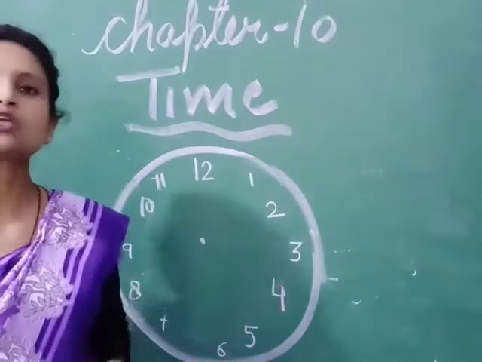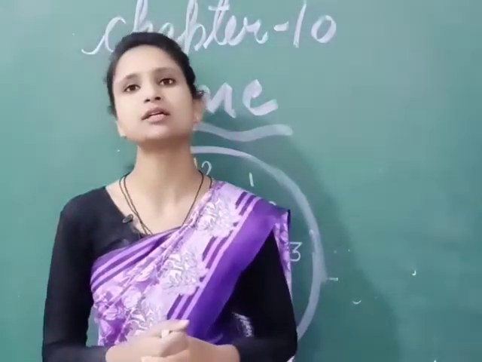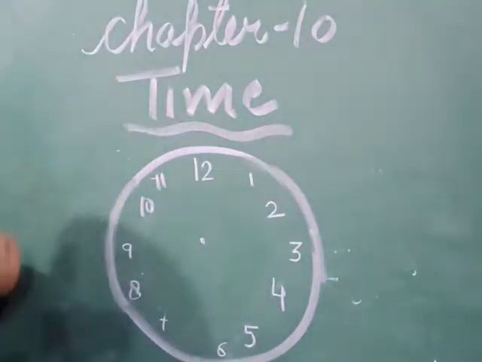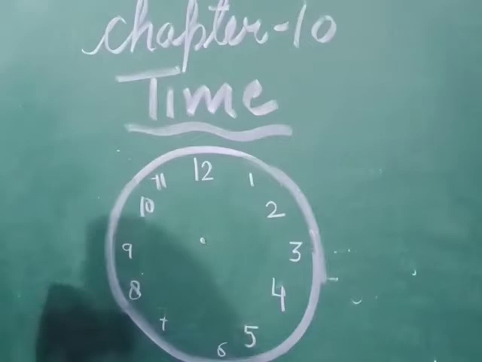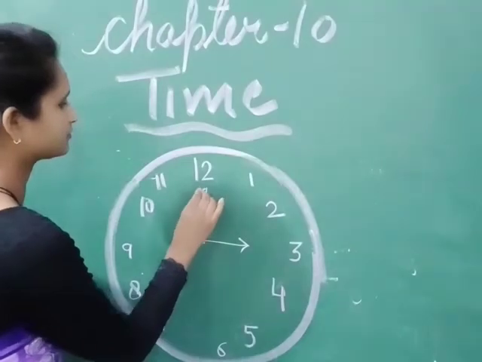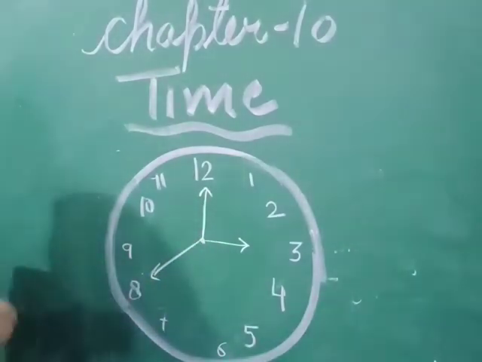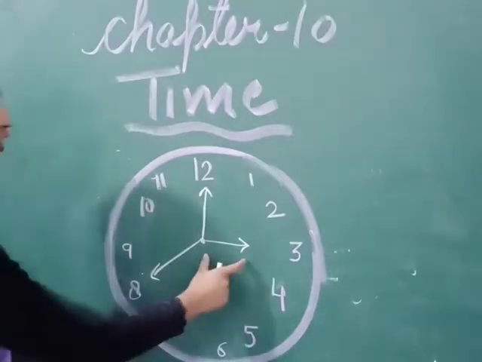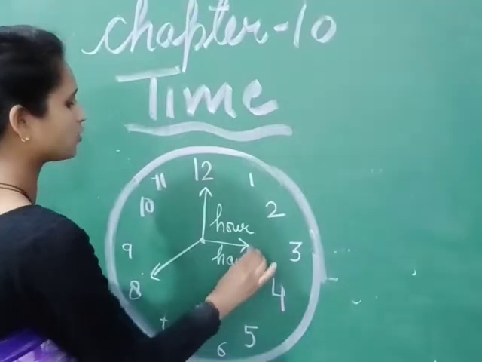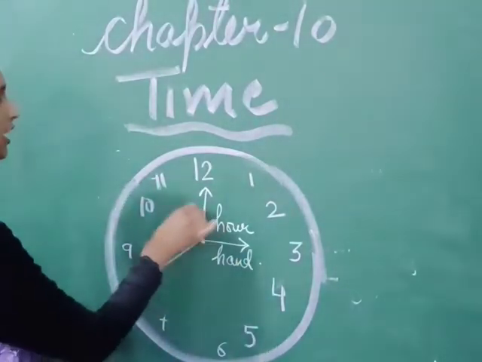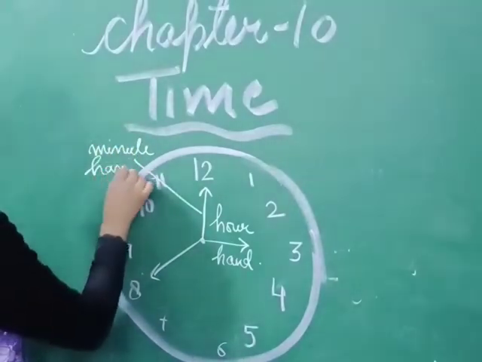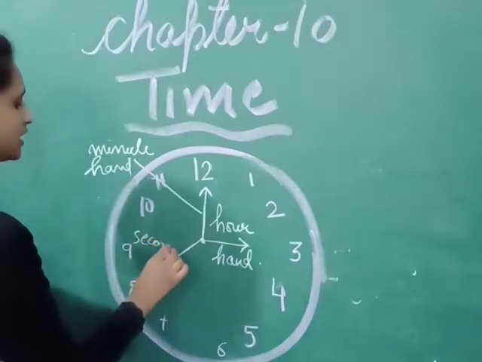So generally we use a clock to measure the time. A clock looks like this, and there are 3 hands of a clock. The short hand is called the hour hand. The long hand is called the minute hand. And the third one is called the second hand.